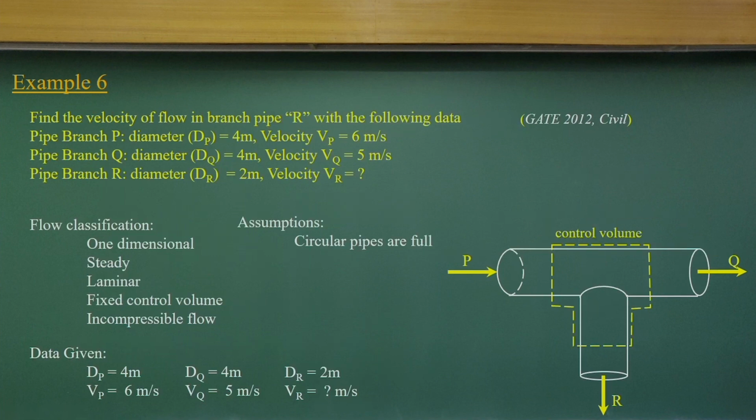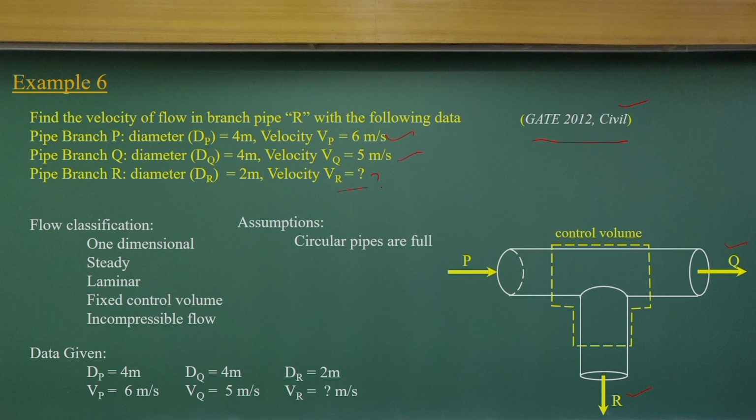Now, let us take another example, which is given in GATE 2012 civil engineering. It is a very simple problem, as shown in these diagrams. There is a pipe and there is a joint, which is called a T joint, like this. P is the inflow coming in, Q is going out from this, and R is going out from this. So, for the pipe with branching P, Q, R, the diameters are given, the velocities at P and Q are given, and the velocity at R is to be estimated, which is a very simplified problem.